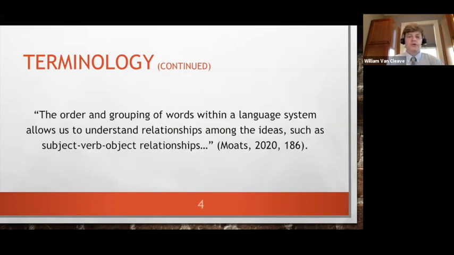So the order and grouping of words within a language system allows us to understand relationships among the ideas, such as subject-verb-object relationships. And this is Louisa Moats from the 3rd edition of Speech to Print, which just came out actually last month.